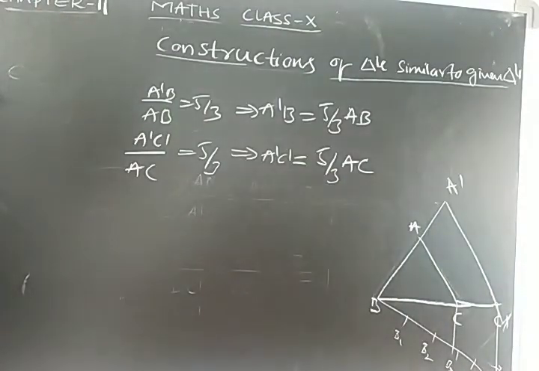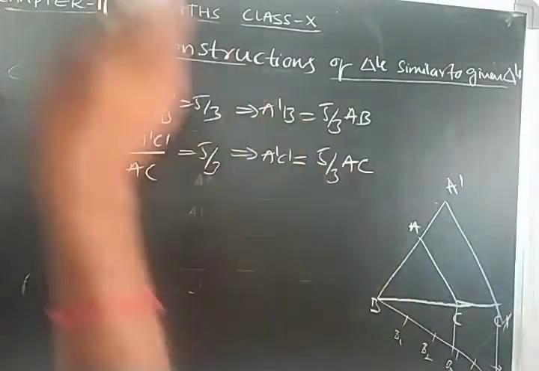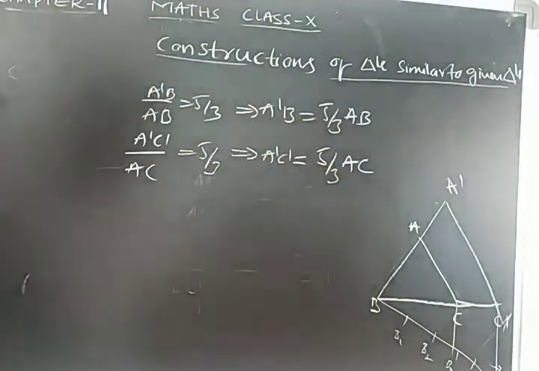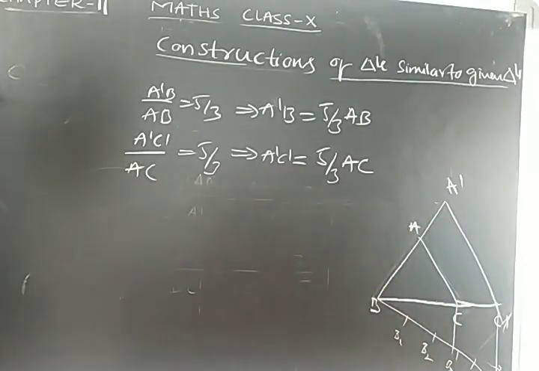So the given construction is justified by using this concept. Okay. So this is the way how to construct the similar triangle to the given triangle if the scalar factor is an improper fraction.